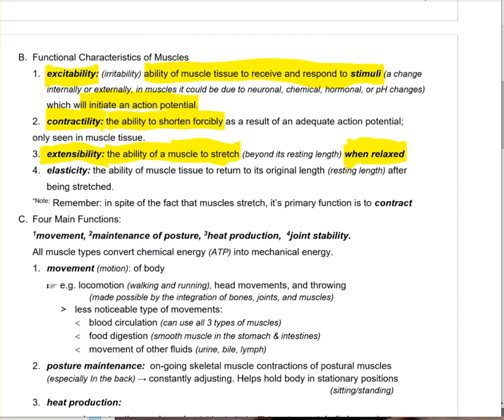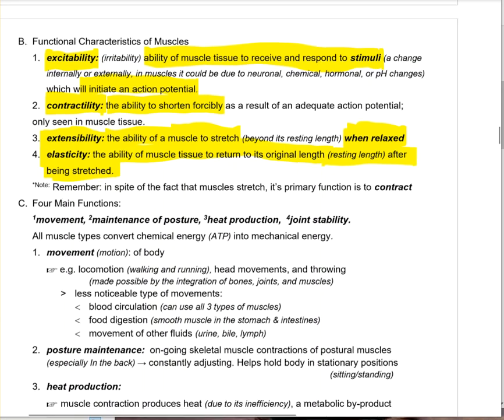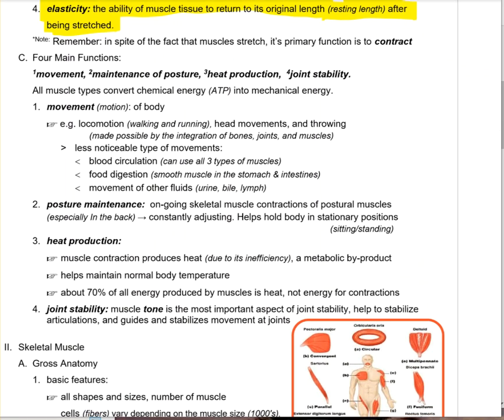Well, stretching it and going back to its original length is our last one here, elasticity. The ability of a muscle to return to its original length after being stretched. So again, if you think of a spring or a slinky toy, we can contract them, push them closer together. We can stretch them, and when we let go, they snap back to their original shape. So your muscles can do exactly the same thing, okay? And as it notes here, the main function is contraction, though, right? That's the primary function.